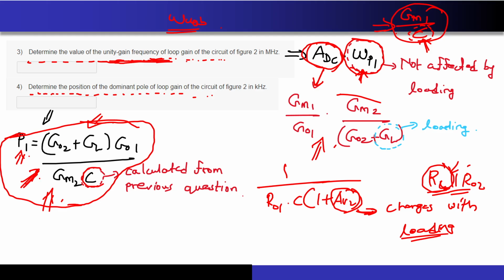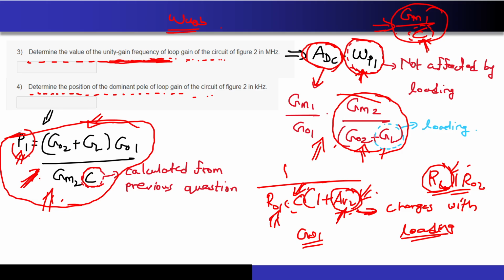Correct. So once you know everything, you have calculated the value of C, you know the gain of the second stage, because each and everything has been given in the question: GM2, GO2 as well as the GL. So you know the value of AV2, you know the value of C. What about the Rho1? The value of GO1 has been given in the question. So that is how you can easily find out the value of P1.